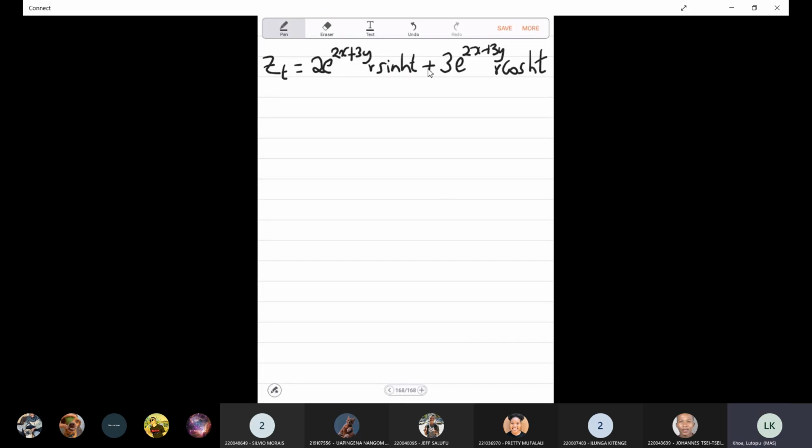Okay, and again, there's no need to rewrite it, or you can factor out the e to the power of 2x plus 3y, might make it shorter, but not really going to make that much of a difference. Okay, then the last one there, number 7, we have z is ln of x to the power of 3 plus y to the power of 3.